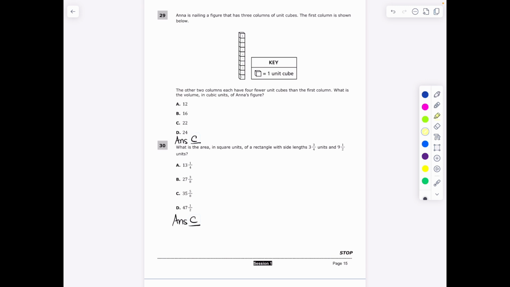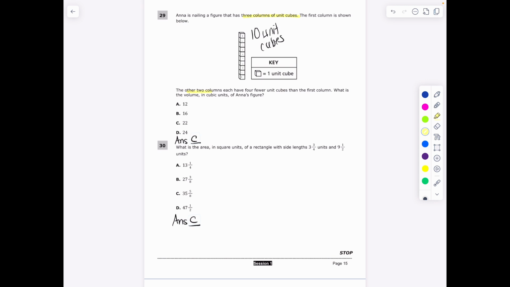Anna is building a figure that has 3 columns of unit cubes. The first column is shown below. Okay, so I can see it, and when I counted it, I saw it has 1, 2, 3, 4, 5, 6, 7, 8, 9, 10. That's just the first one. So now they're telling us about the other 2.